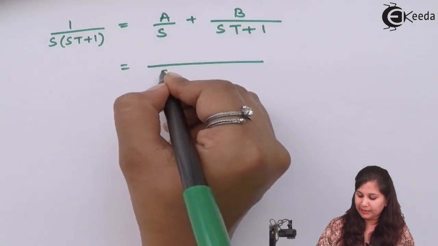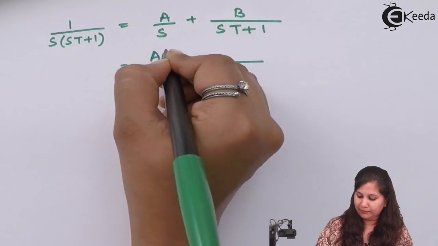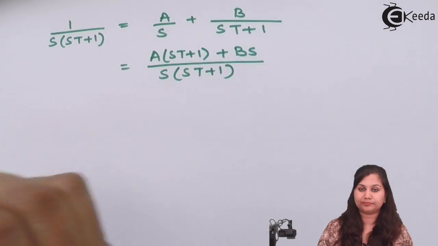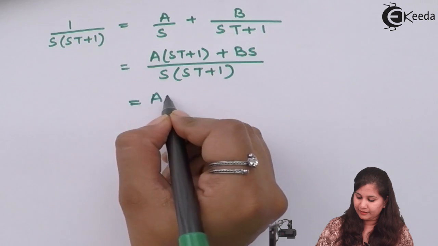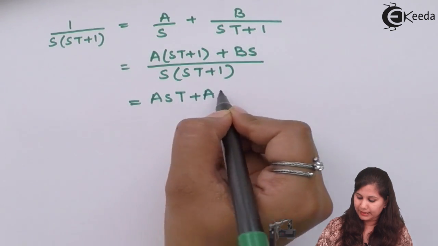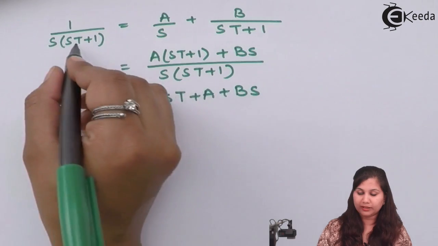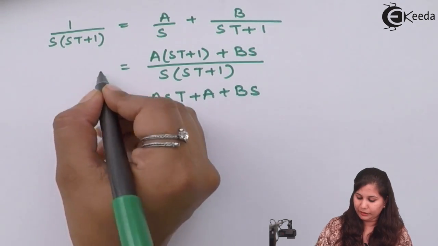If we take the LCM, it will be s(sT plus 1), and the numerator will be A multiplied with (sT plus 1) plus Bs. So multiplying this A here, AsT plus A plus Bs, and the denominator terms are the same, so we can cancel them and we will equate it to 1.